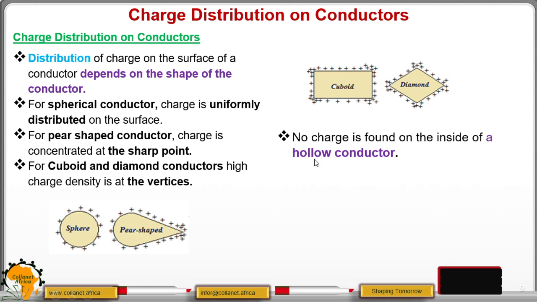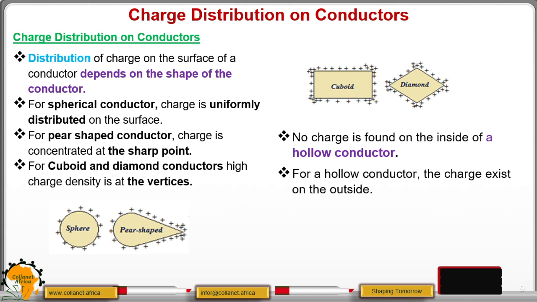Then from there, we consider a hollow object. We say that inside the hollow conductor, there is no charge. So the charge only exists outside of the hollow conductor. When we talk of a hollow conductor, we are talking of a cylinder. If you have a charged cylinder and then you put anything inside, there is no charge inside, but the charges exist on the outside of the cylinder.